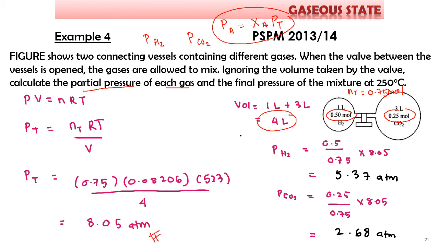If you want to find the partial pressure of hydrogen, 0.5 divided by 0.75 times the P total, and then you will get 5.37 atm. And then for the partial pressure of CO2, look here, 0.25 mole divided by 0.75, the total mole, times the total pressure 8.05. So you will get the final answer for partial pressure of CO2, 2.68 atm.